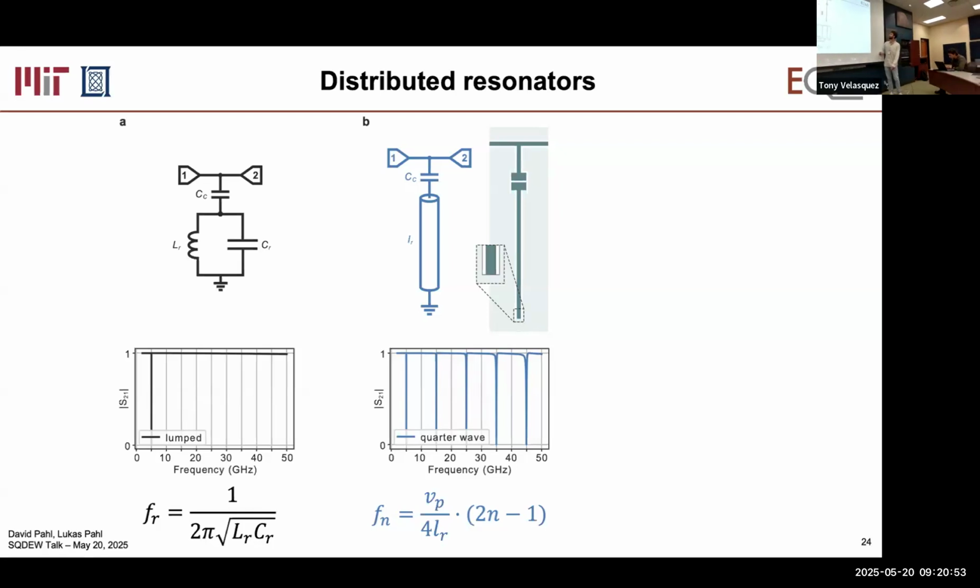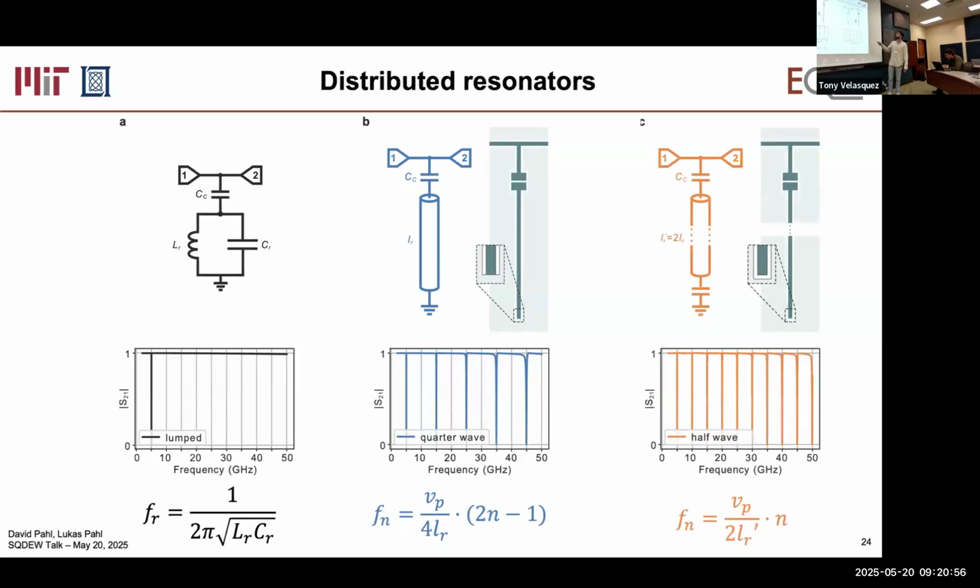And there's one more distributed circuit that I want to show. It's this one here, where you have basically the same, but now you have a capacitance at the end. So this is no longer a quarter wave resonator, but a half wave resonator. So what this means is the fundamental mode is one where this length here corresponds to half a wavelength. And this is set by these boundary conditions here, right? Both open means half a wavelength fits in here, and that's the mode that will resonate.